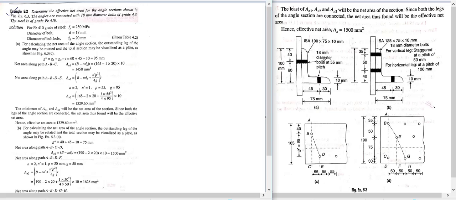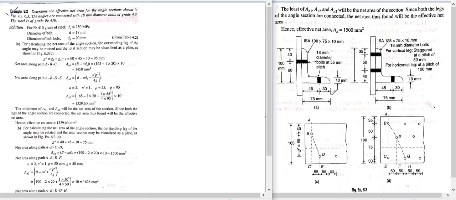So 18 millimeter diameter bolts at 55 millimeter pitch, that means the bolts will be at a spacing of 55 millimeter. So if you select the first line of bolts here, then the bolts on this leg will be at a spacing of 55 millimeter. Then from this bolt, other line of bolts will be 55 millimeter spacing. Okay, like this.